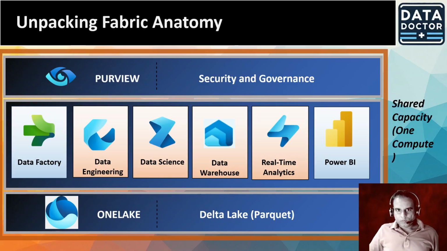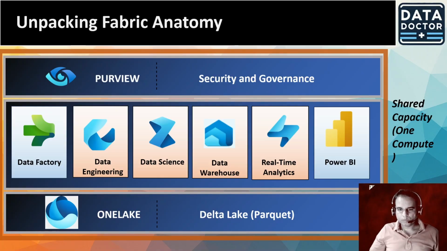In the end, we need computation as well. And here, in this case, we are doing it under a shared capacity. And this is, again, a very huge advantage, that you're not managing everything separately, but you're managing under a shared capacity, one compute system. So this is actually how Fabric is arranged.